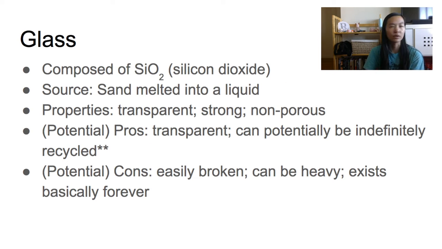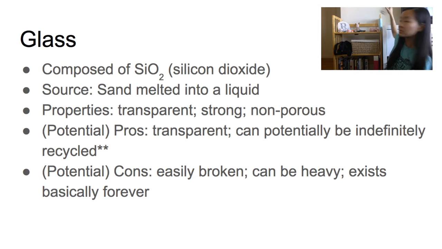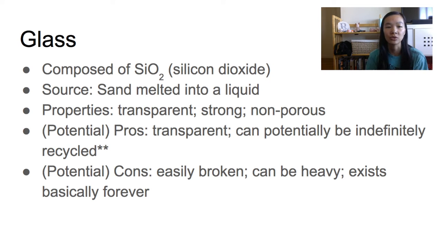Glass. Oh, I don't have a glass. Oh, yeah, I do. Mason jar, glass. Glass is composed of silicon dioxide, linked together in a bit of a crystal form. The source of glass is sand melted down at a really high temperature, so it turns into a liquid, and the liquid sand is your glass.